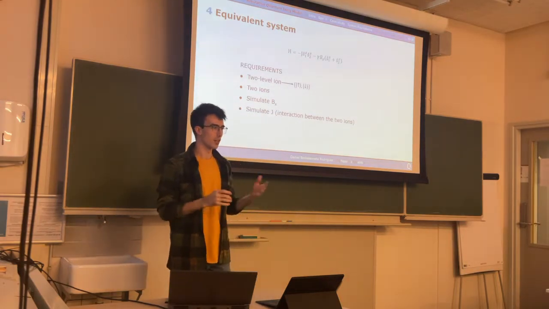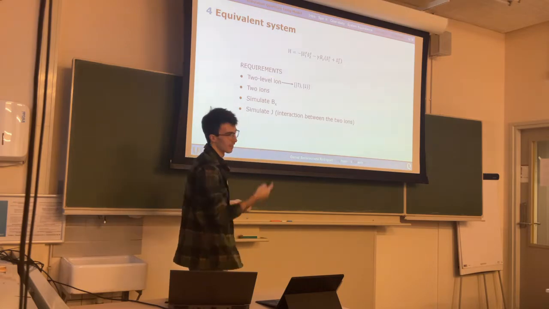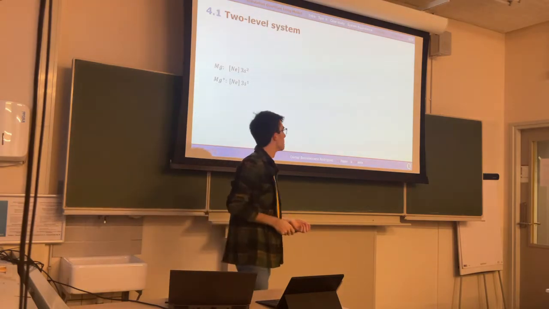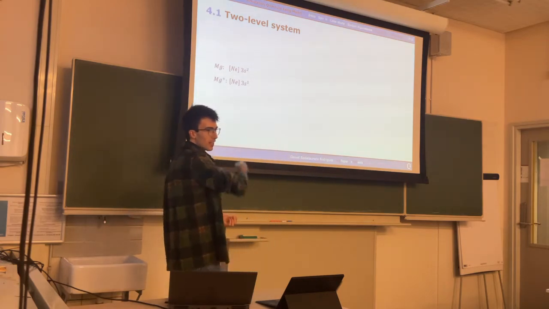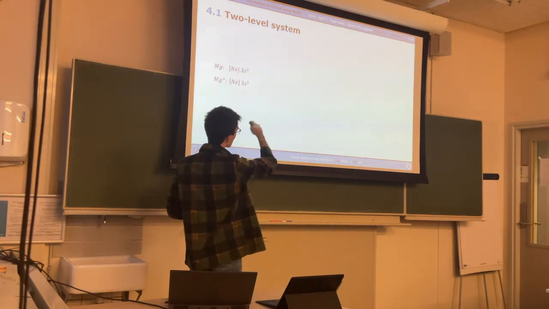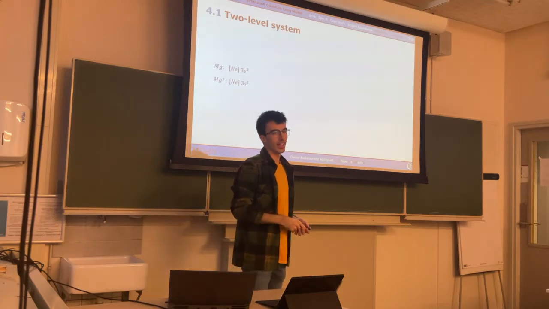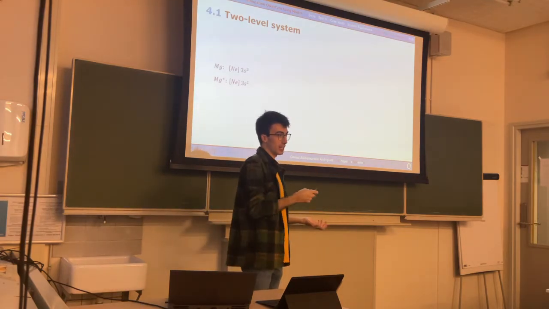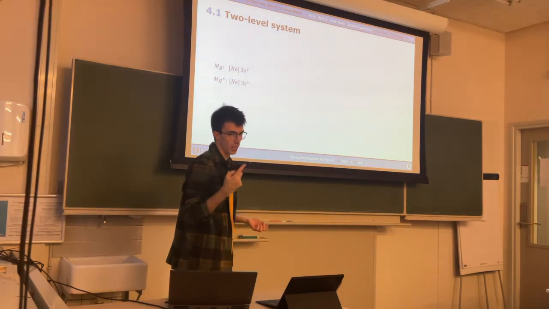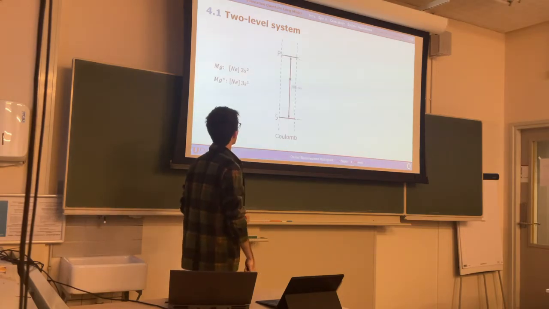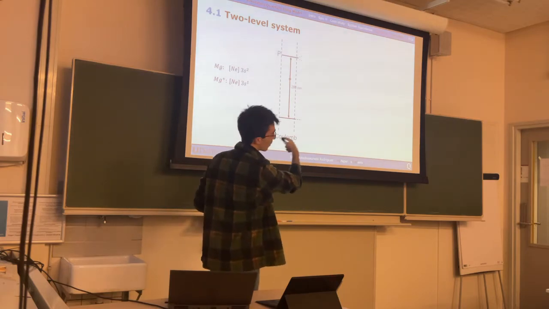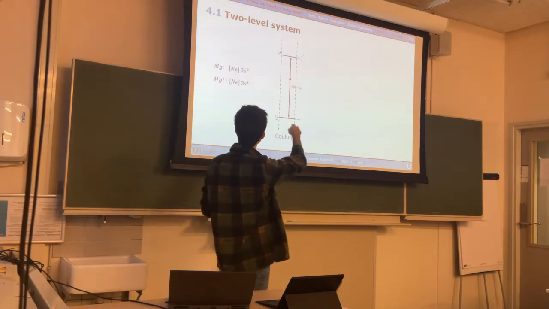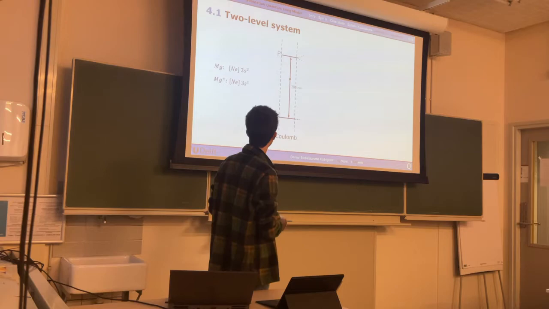Okay, so how do we build a two-level system? Okay, so what they did in the paper is take a look at magnesium. Magnesium has two electrons in the S orbital. And so what they did is ionize it, and so they only have one electron. And now if you look at the energy levels of magnesium, you have this. This is the ground state of the ionized magnesium. This is the first excited state.